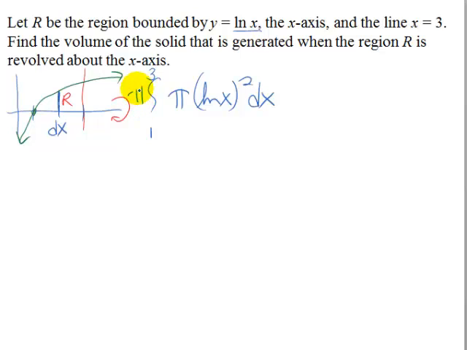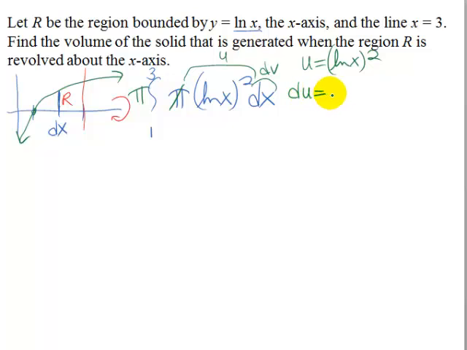We're going to put this pi out in front, and we're going to call this part u and this part dv. So u is natural log of x squared, which means du, using the power rule and chain rule: power out in front, decrease the power by 1, multiplied by the derivative of what's inside. What's inside, natural log of x, has derivative 1 over x, and then dx. Now our dv was dx, so that means our v is going to be x.